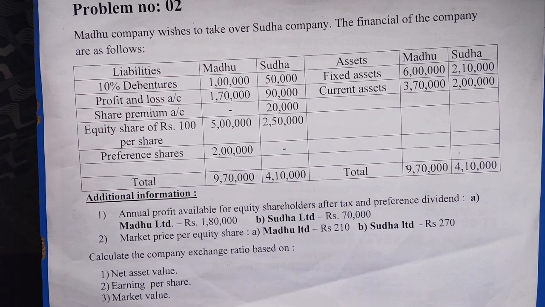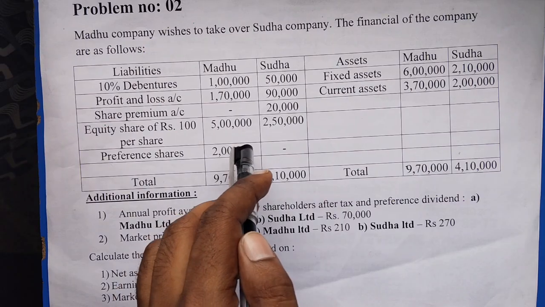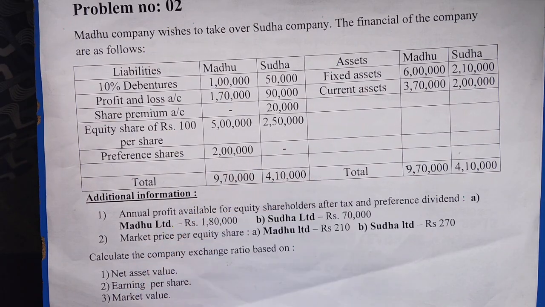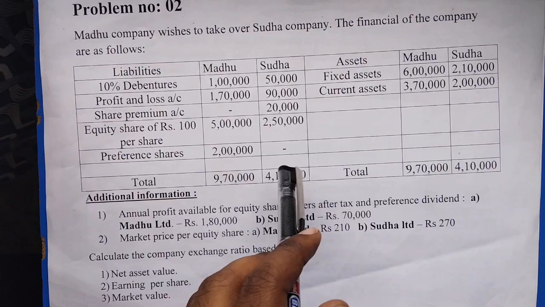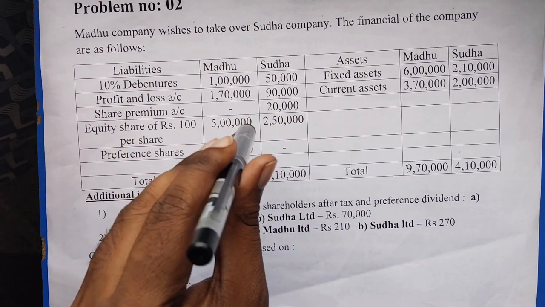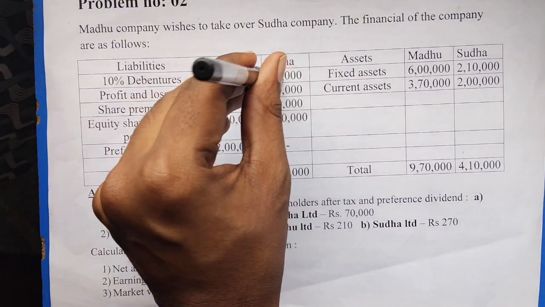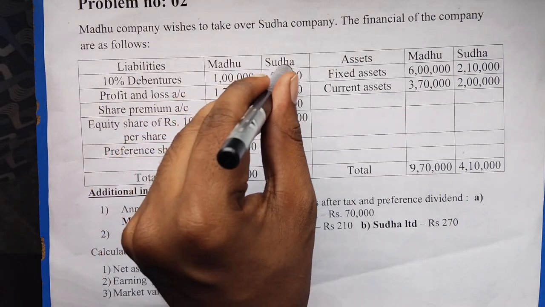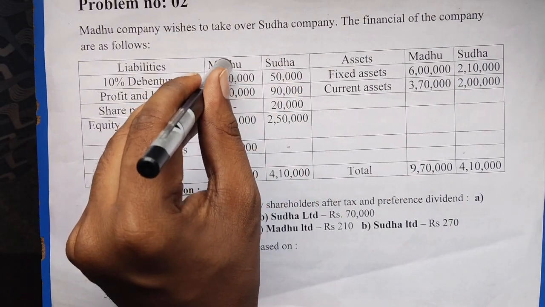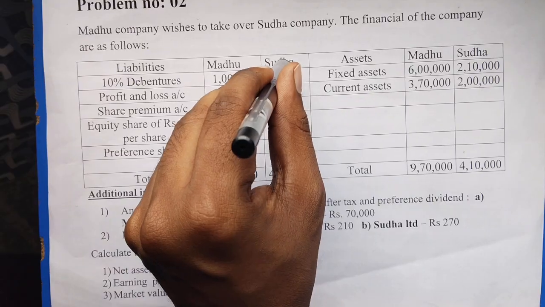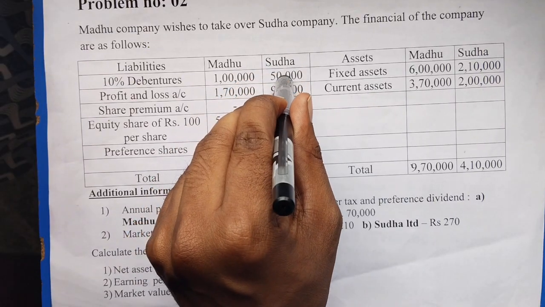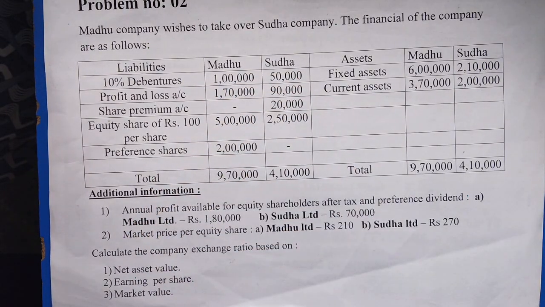Swap ratio is nothing but how many shares the acquiring company is going to offer for another, acquired company. That means here Madhu company is the acquiring company. Madhu company is going to acquire Sudha company. While acquiring Sudha company, how many shares is Madhu company offering to the shareholders of Sudha company? That calculation is basically called the swap ratio.